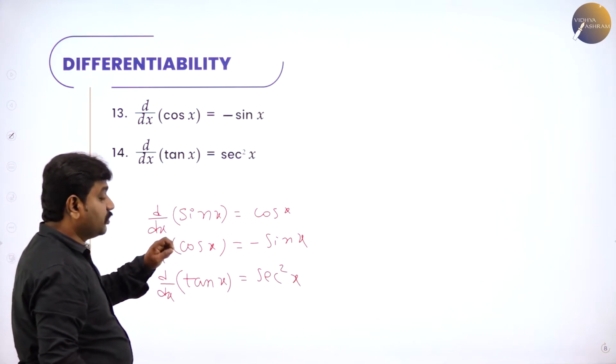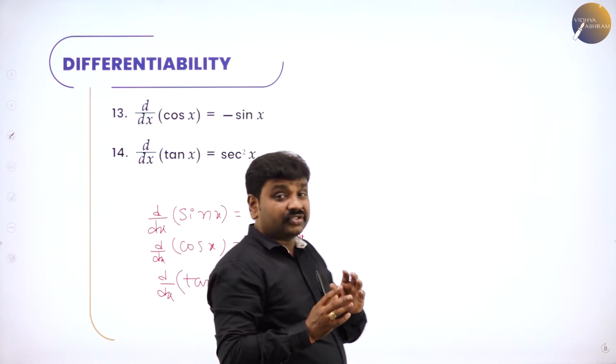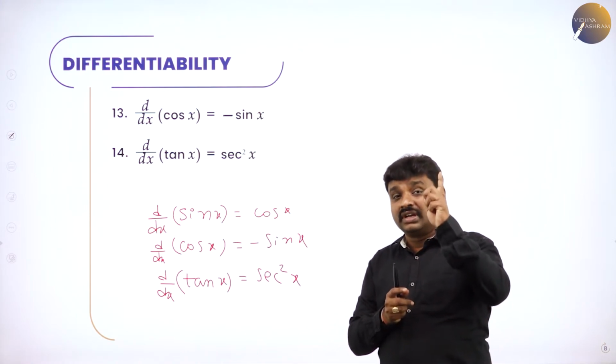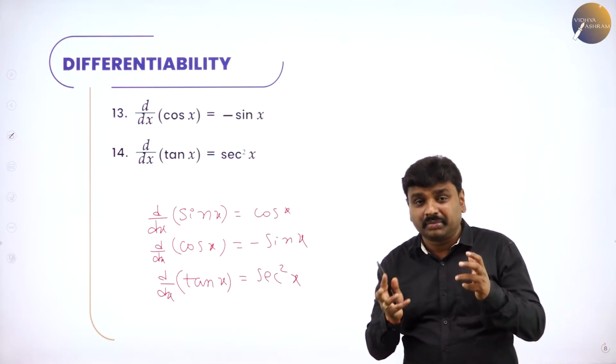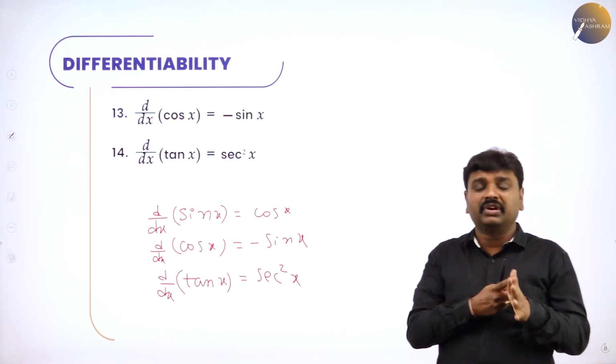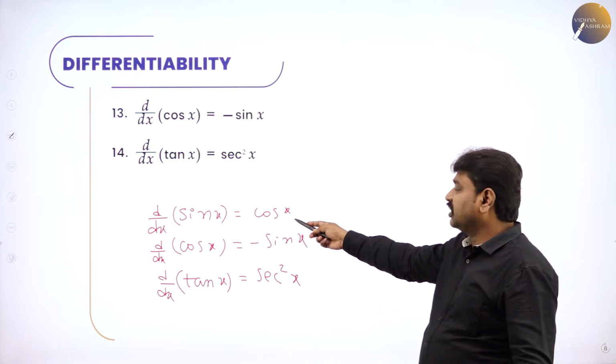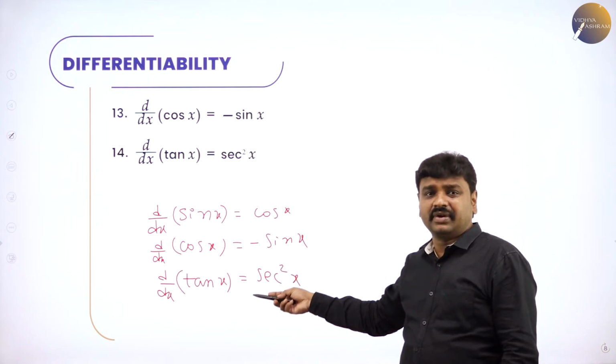My dear students, I am just recollecting or summarizing the 11th standard differentiation formulas. Why? Because the formulas are the basics. If you don't know the formula, you cannot differentiate. So the derivative of sin is cos, the derivative of cos is minus sin, the derivative of tan is secant square.